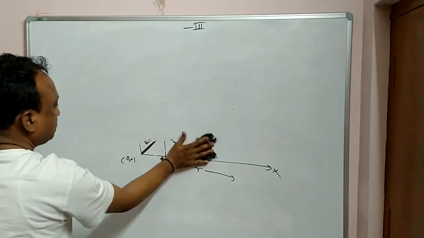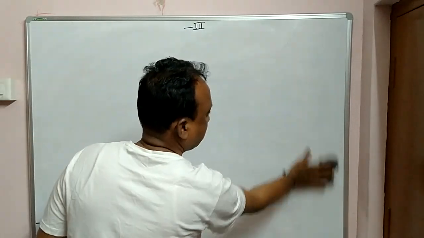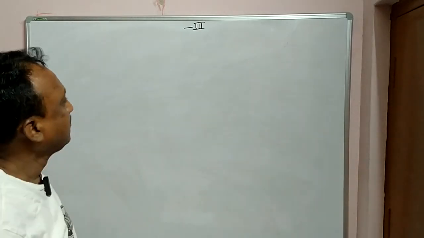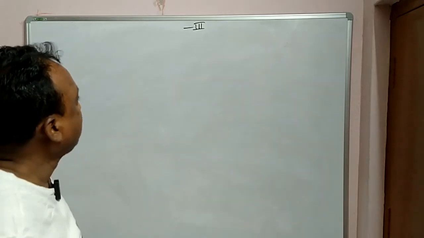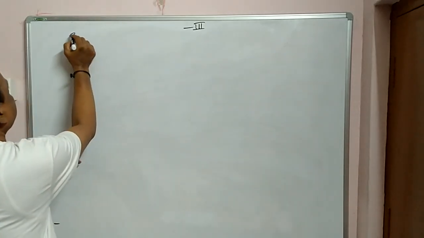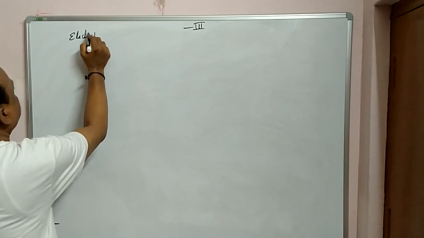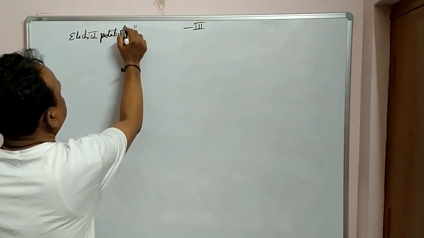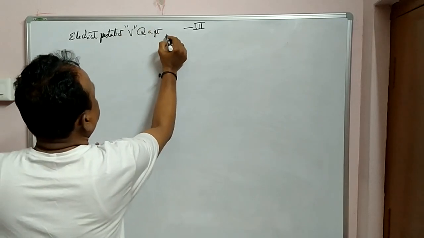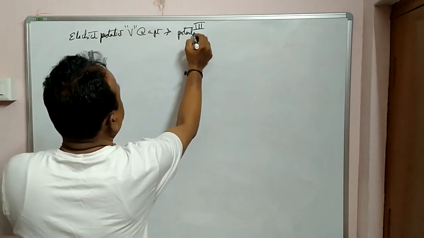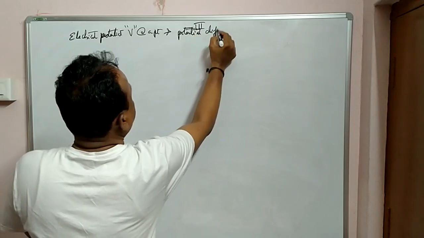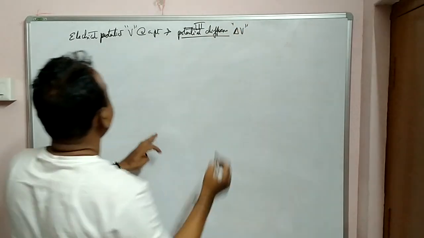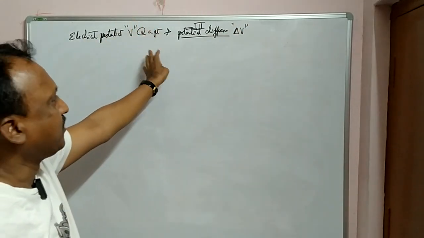Now, after seeing all these graphs and other things, we'll do one thing. We'll define what is potential, electric potential at a point, V at a point, and thereby potential difference, that is delta V. We'll try to define what is electric potential and potential difference.